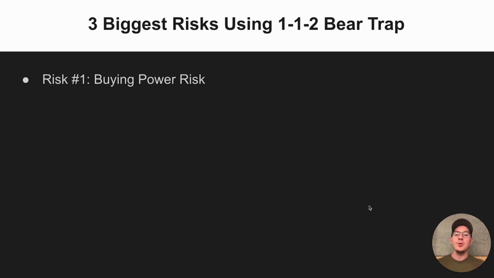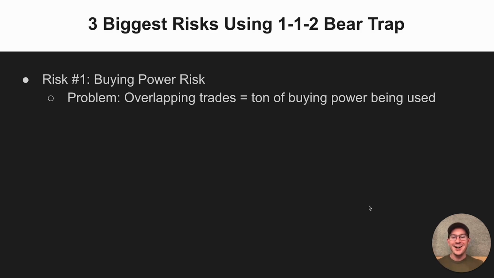And so the three biggest risks when using the 112 bear trap is number one, buying power risk. The problem here is overlapping trades can lead to a ton of buying power being used. This is a trade that you put on maybe once a week, depending on your account size, which we'll discuss on the next slide, but maybe twice a week.